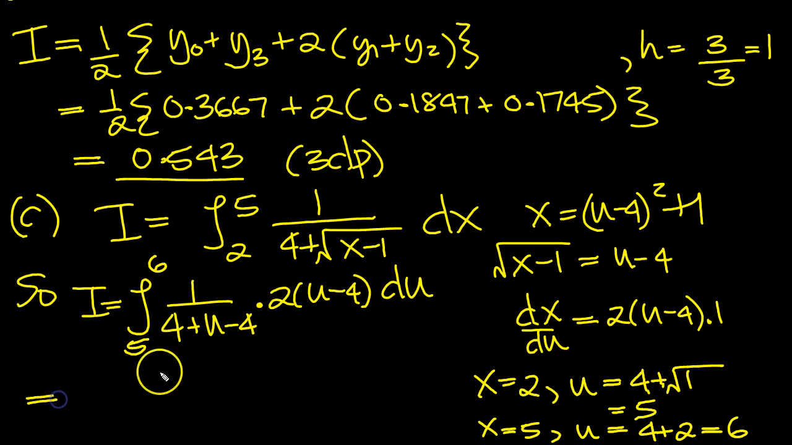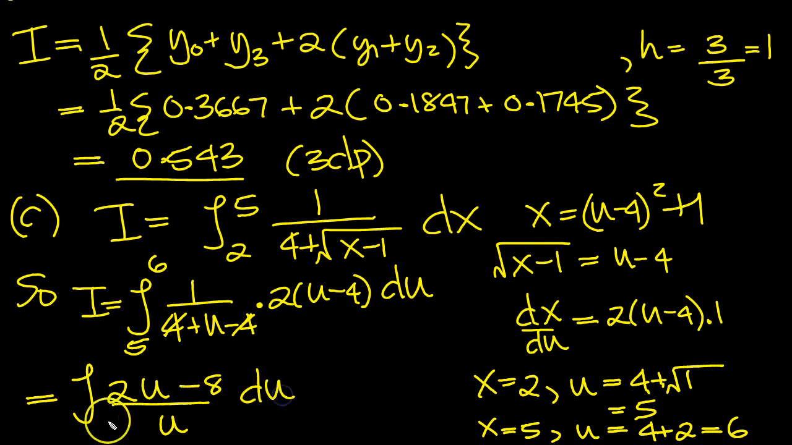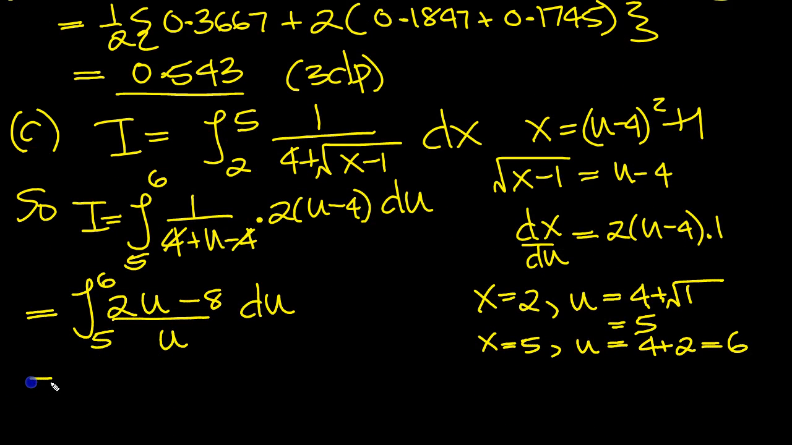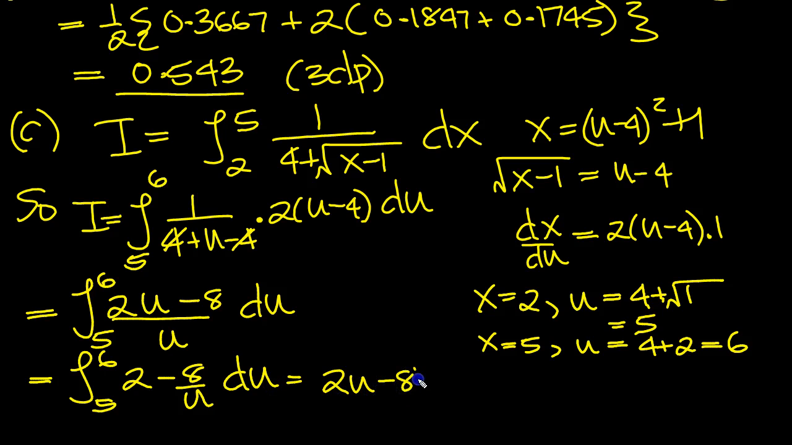So we've got equal to then, the u minus 4 and 4 cancel, and we've simply got the integral of 2 u minus 8 over u du, and that was between 5 and 6, wasn't it? So let's split that fraction up: 2 minus 8 over u, which is equal to 2u minus 8 ln u. And that's between the values of 5 and 6.